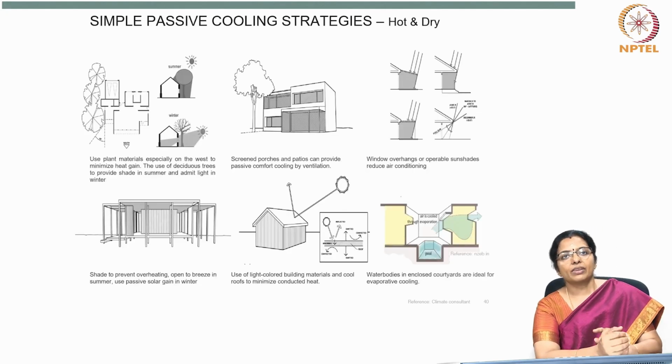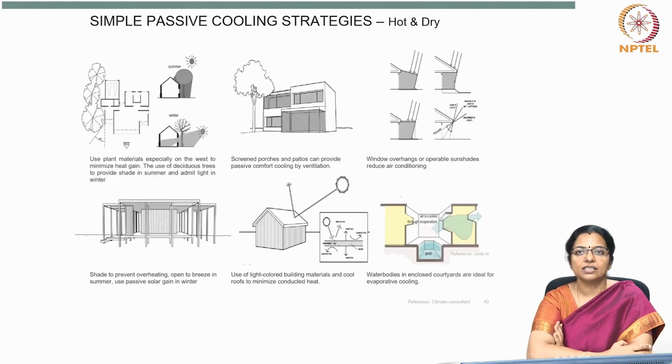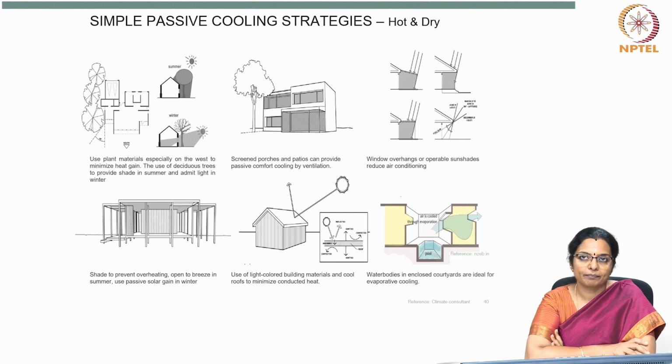Next, we will see simple passive cooling strategies in hot and dry climate. Using plant materials, especially on the west, to minimize heat gain. So, you should block the west. The easiest way to block the west through simple passive strategy is use of vegetation.